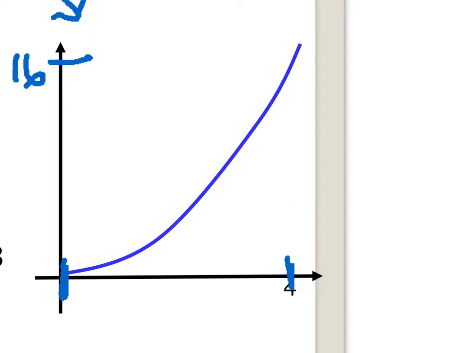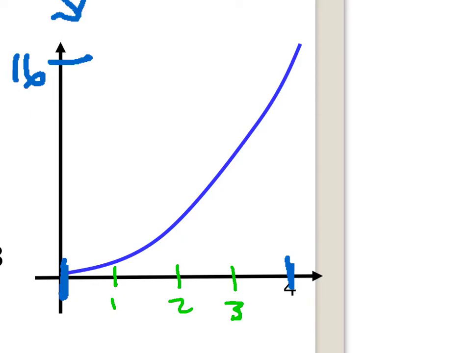So I said, okay, well, 2 rectangles was good. 4 rectangles might even be better. So he decided, I'm going to split this up into 4 rectangles, each one having a width of 1. But remembering that the midpoint seemed to give him the best estimate, he would find the middle of each of these intervals.